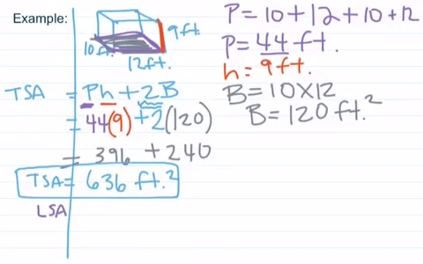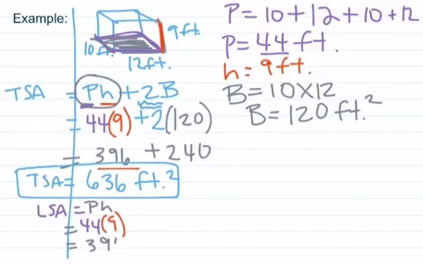Now, lateral surface area, honestly, once you find the total, the lateral surface area is just capital PH. So we've already done this. Perimeter of our base is 44. Height of our prism was 9. And we already have the answer here. It's 396 feet squared. So the lateral surface area formula is within the total surface area formula.